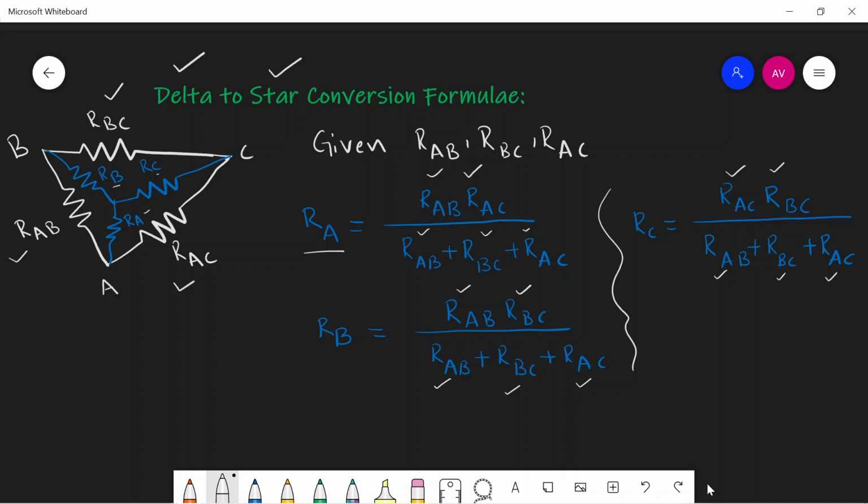Here you can see in the figure. So in order to find Ra, multiplication of these adjacent resistors divided by total sum of the resistances, that is Rab plus Rbc plus Rac. In the same way, we can see other formula as well. So these are the formula which are helpful to find out star network resistance values using delta network.